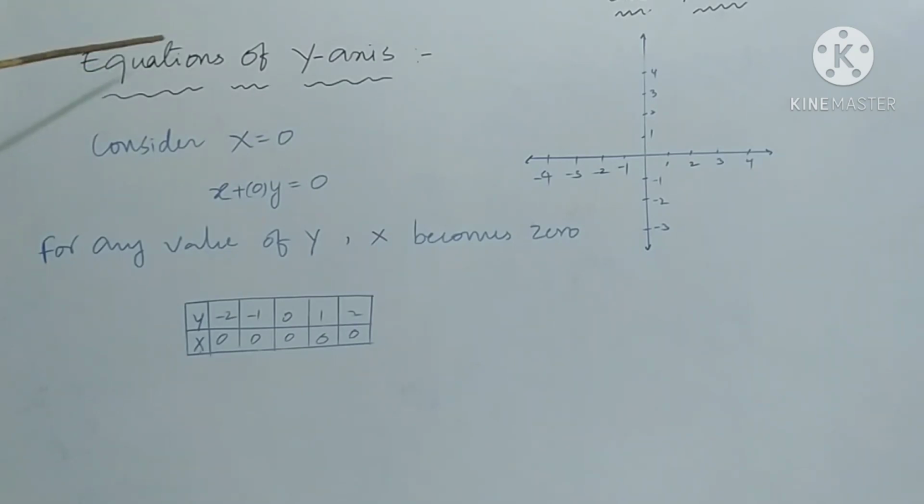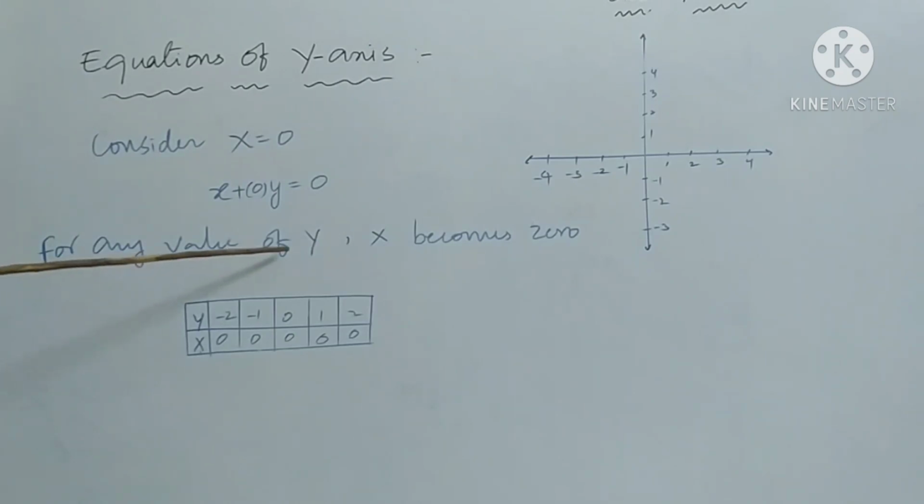This is our next one, equation of y-axis. Equation of y-axis is x is equal to 0. Let us consider x is equal to 0. So x plus 0 into y is equal to 0. We have to write this equation in terms of two variables. So 0 into y is always 0, this term. So it is always again x is equal to 0. So both are the same.